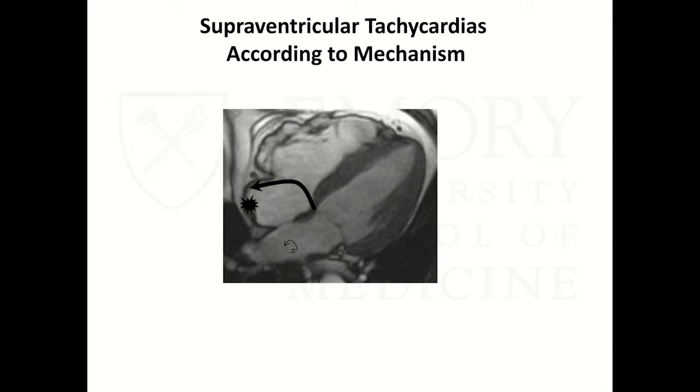When you think about SVTs, you can divide it according to mechanism. You can think of, okay, a spot of cells somewhere in the heart for whatever reason, hyperthyroidism, sepsis, or just scarring that causes triggered activity. So that's a little pulsing in the atrium somewhere. This includes ATAC, junctional ectopic tachycardia, and sinus tach.